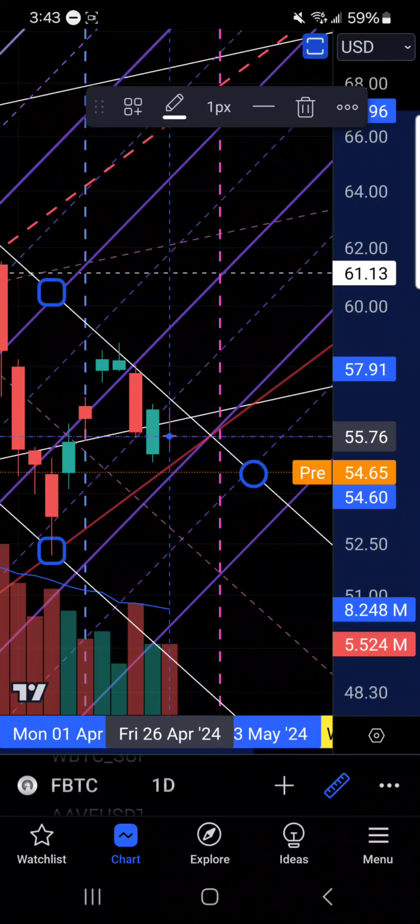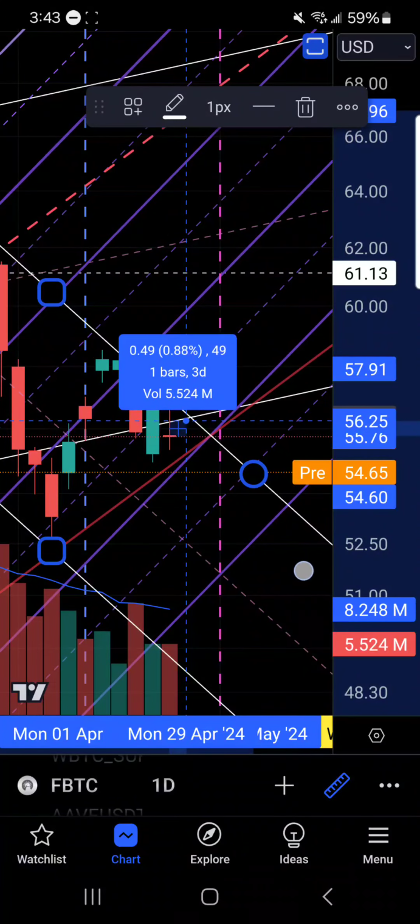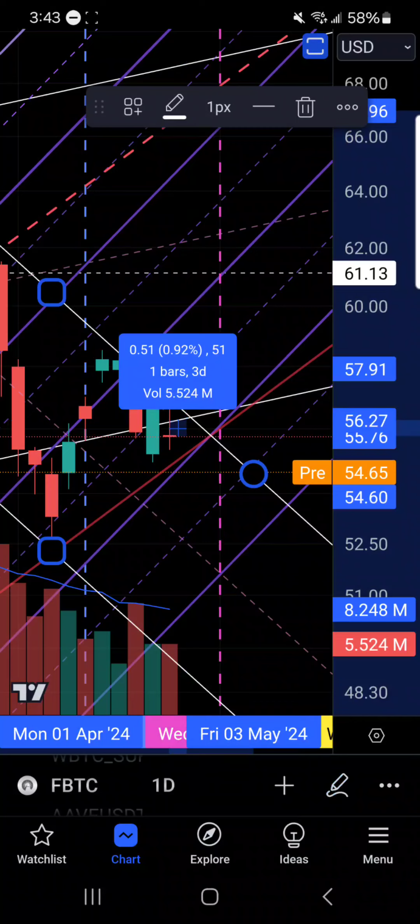Now, I don't know if we'll close here, but we will probably not go any higher than here. But I think the market's going to have a good day today. And I think we could close right there at the top of our downward channel and the bottom of our ascending triangle. That would be about a 0.92% move from where FBTC closed on Friday. Let's just say that happened.